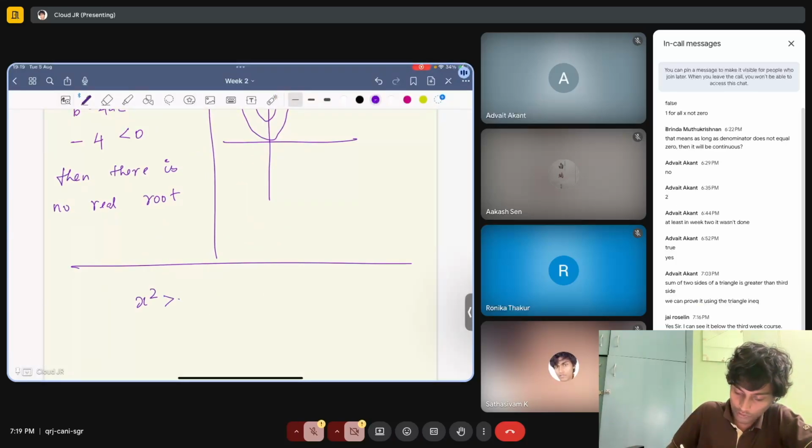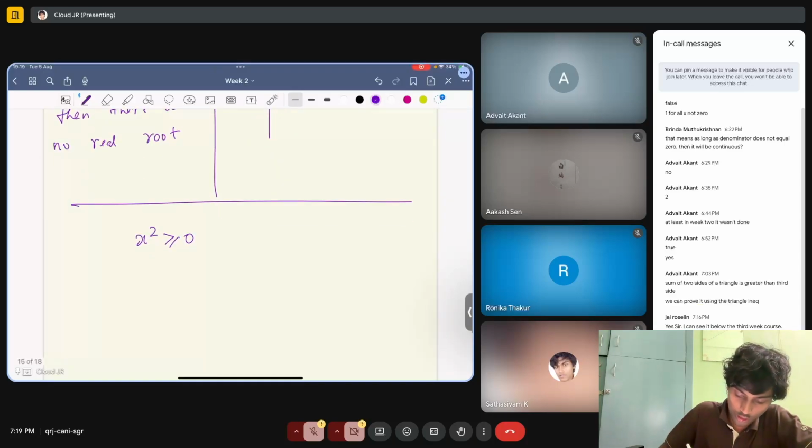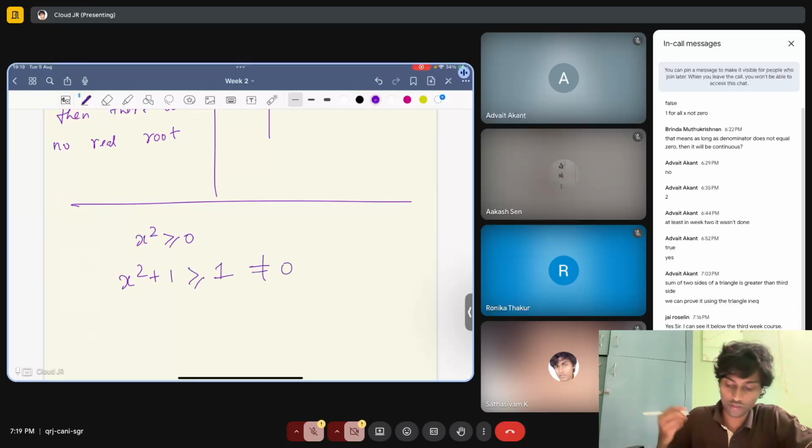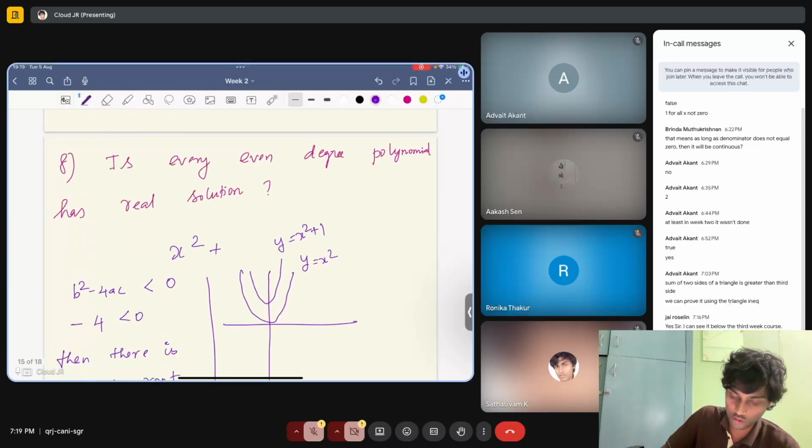See, x square is always positive. Whatever the real x may be, x square is always positive. So x square plus 1 is always greater than or equal to 1. It is never equal to 0. That's all. So you don't have a solution here.